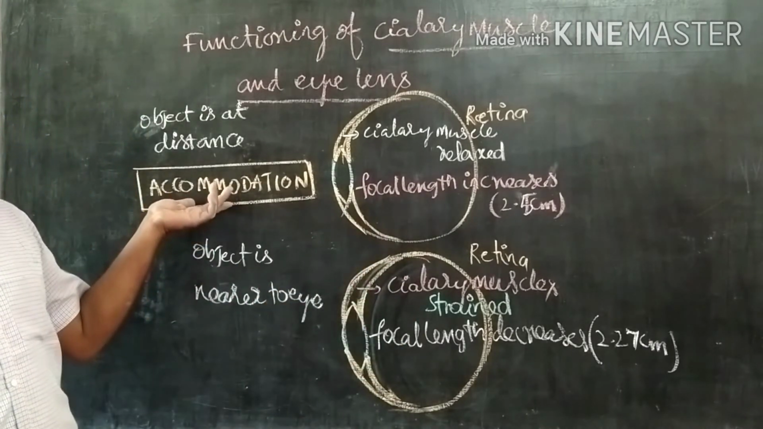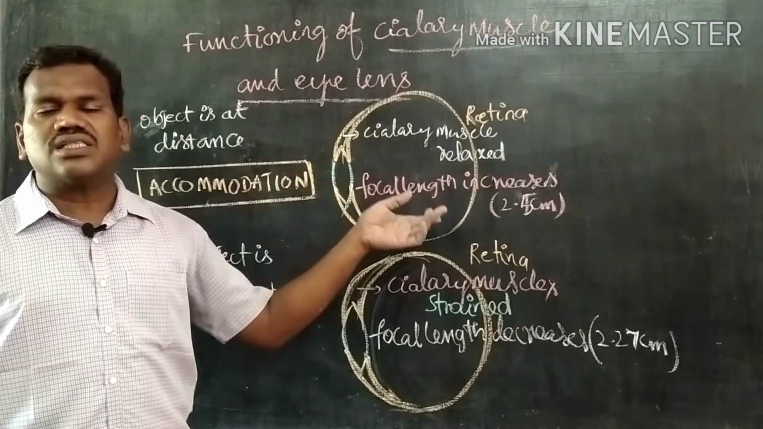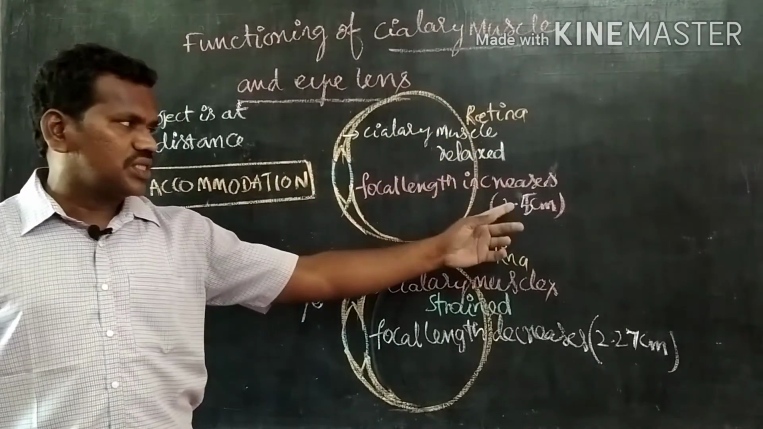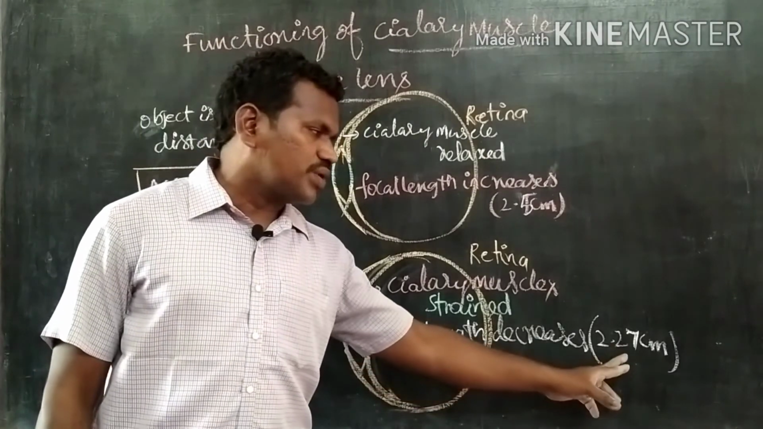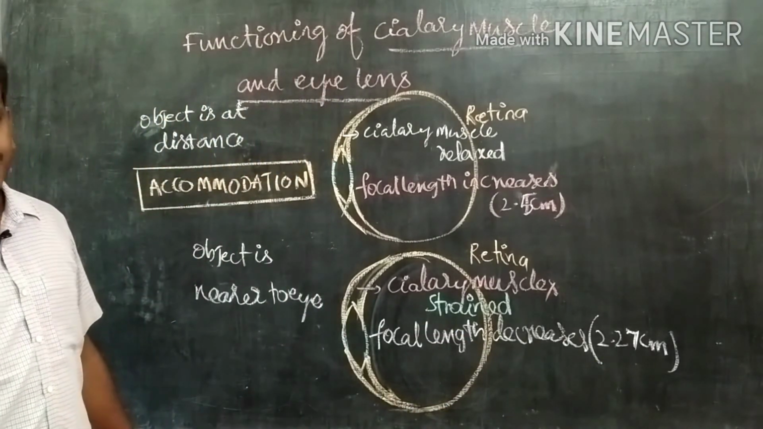Once again, what is the meaning of accommodation? The ability of adjusting the focal length of the eye lens to a maximum value, that is 2.5 centimeters, and to a minimum value, that is 2.27 centimeters, is called accommodation.